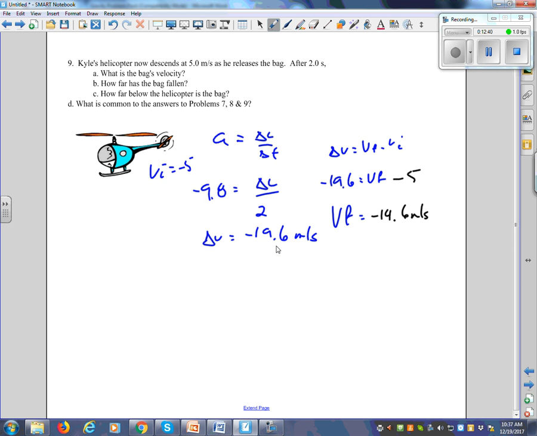Delta V is going to be the same. So instead of subtract 5 here, we're going to have subtract minus 5, which means you got plus 5 there, so when it goes to the other side, it becomes negative. So instead of minus 14.6, it's actually going to be exactly minus 24.6. The bag is actually traveling faster because it had a head start. It's already going negatively. It's already being pushed down. How far has the bag fallen?